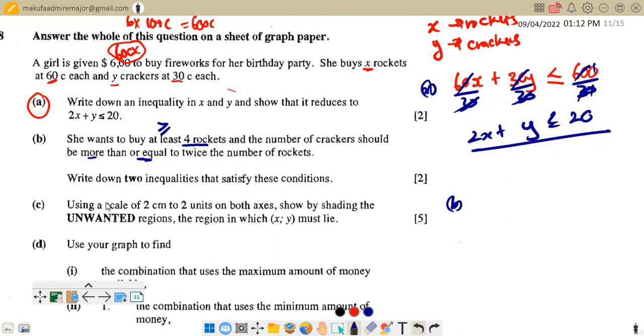Okay, so here we are now asked to write down 2 inequalities that satisfy these conditions. So we need 2 inequalities from this. Okay, so let's start from the at least here.